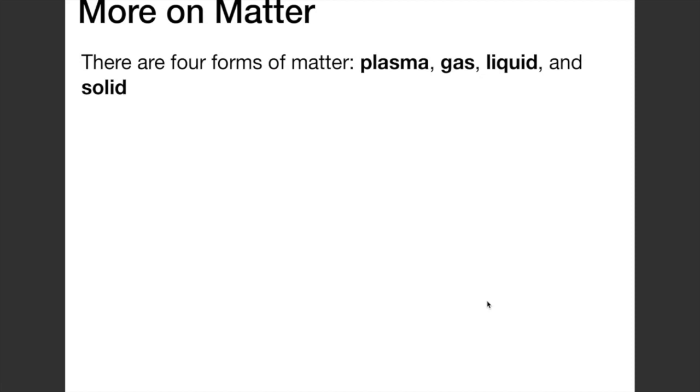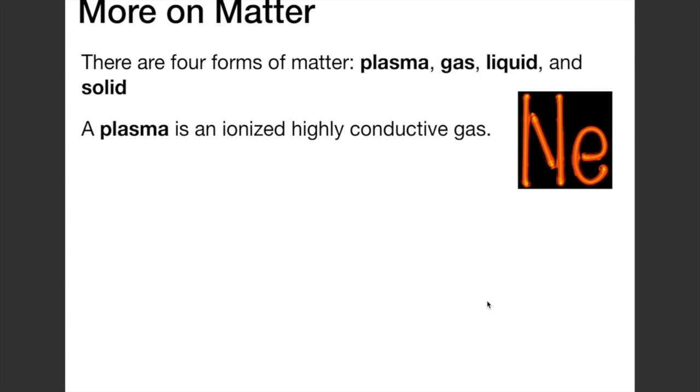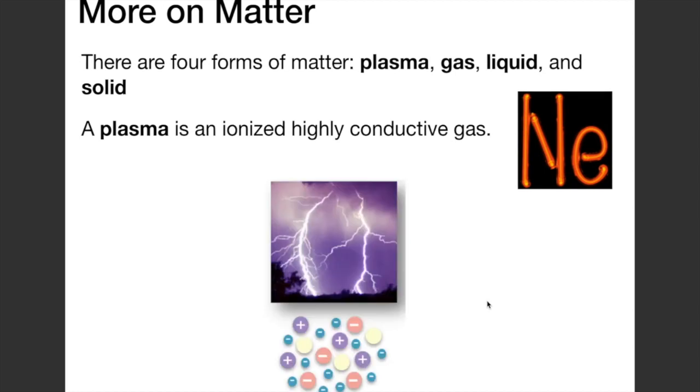Matter is found in 4 different forms: plasmas, gases, liquids, and solids. Defining a plasma: a plasma is an ionized, highly conductive gas. So the molecules of neon in a neon lamp have been ionized, or converted into positively charged atoms of neon and negatively charged atoms of neon.